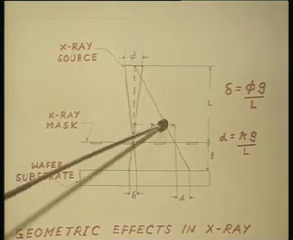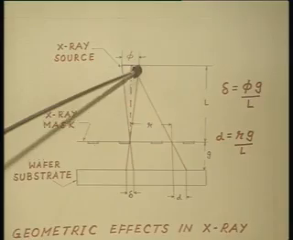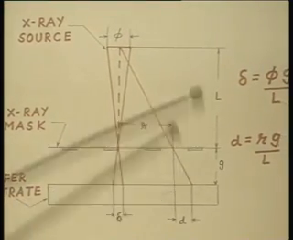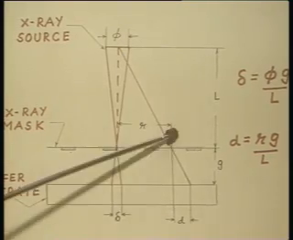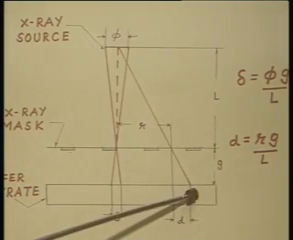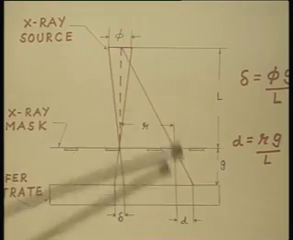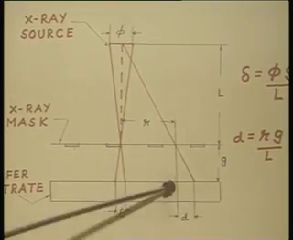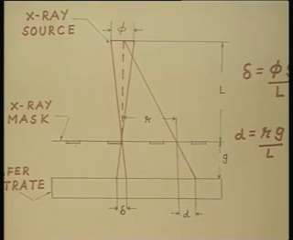This is how the X-ray beam is coming on the sides, and finally when it reaches the substrate surface, the distance has actually got slightly modified.